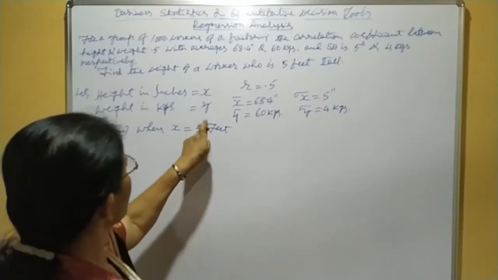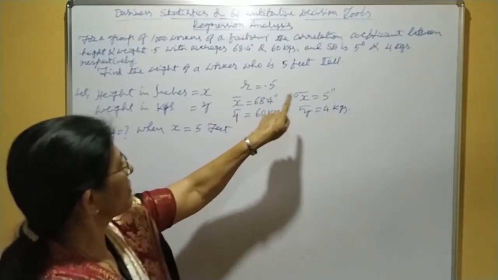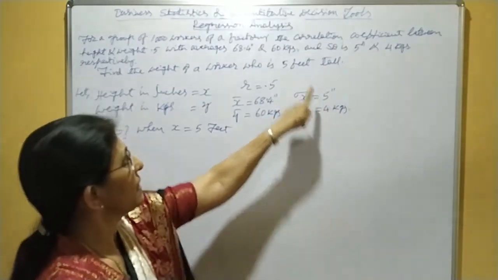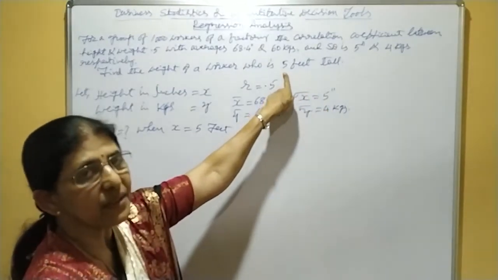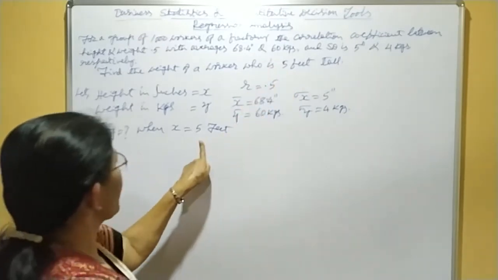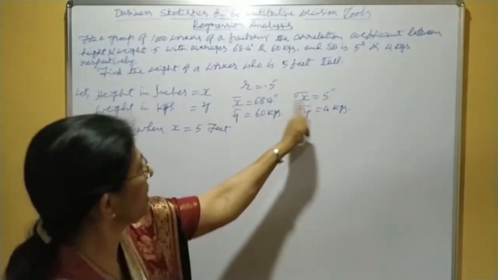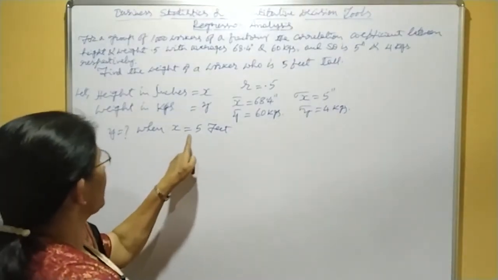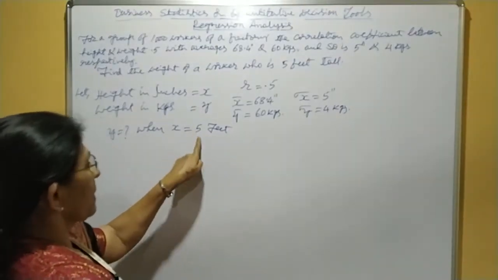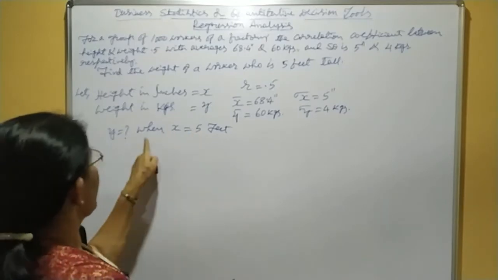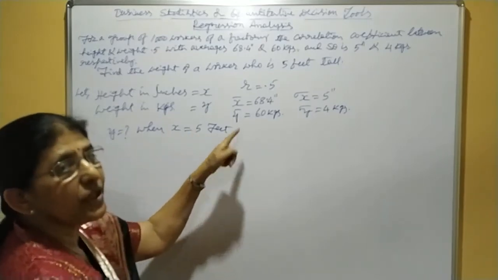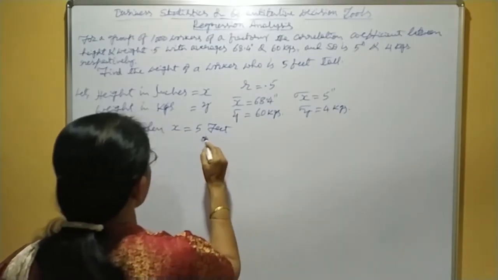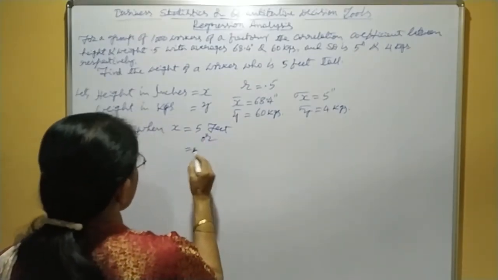Now, x bar and standard deviation of x are given in inches, but here it is given in feet. Therefore, we have to convert. Instead of converting these averages and standard deviation to feet, it is convenient to convert this x, 5 feet, into inches. That means x equals 5 feet, or how many inches?